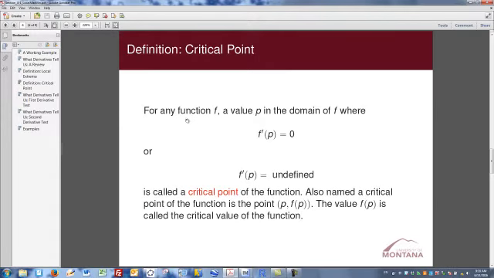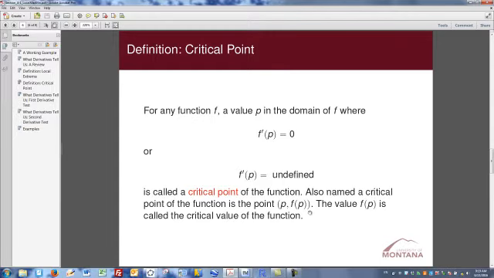And then what's a critical point? Well, a critical point is a value in the domain of f where the derivative is valued at 0 or where the derivative is undefined. These things are called critical points of the function. There's some confusion in the way we name these. So the value p, that is the x value, is called a critical point. Also named a critical point of the function is the point p comma f of p.